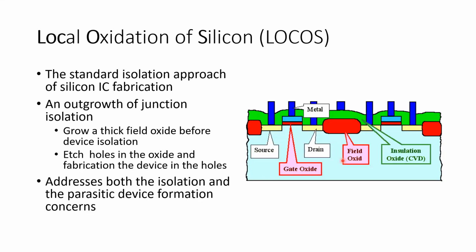A second type of device isolation is called LOCOS, local oxidation of silicon. This is the standard isolation approach for silicon IC fabrication. Here we have a source and drain, and we have one transistor. This is a MOSFET and another MOSFET. And here, in red, this is the field oxide. This is LOCOS, local oxidation of silicon.